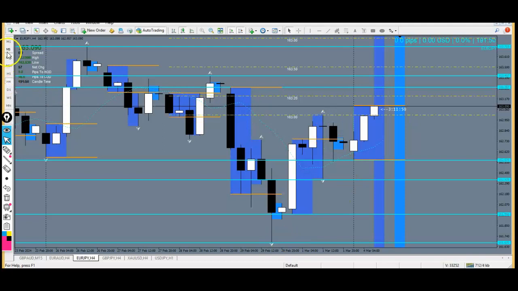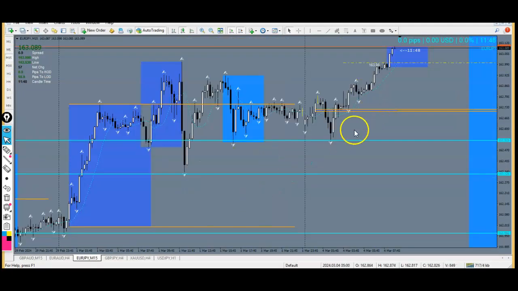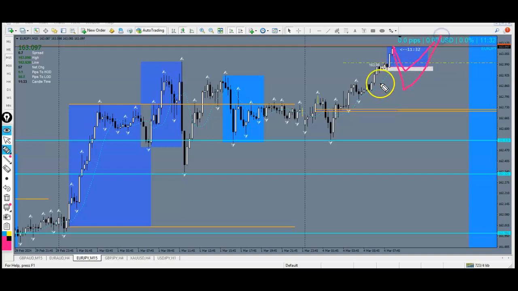If we go 15 minutes, we see a nice trend upwards. So we'll be looking for possible trades. Let's see if we can come down to this level. If we can pull back and then go back up. It may pull a bit deeper to go up. Okay, as long as we are above there, we'll be looking for buys.